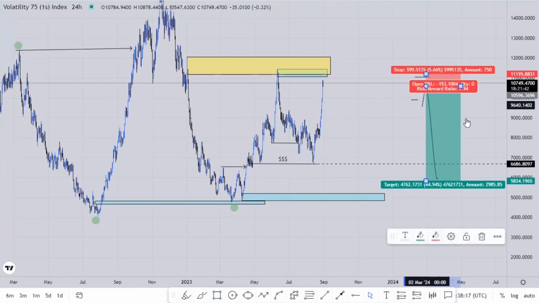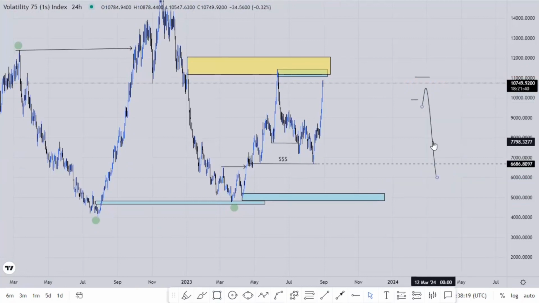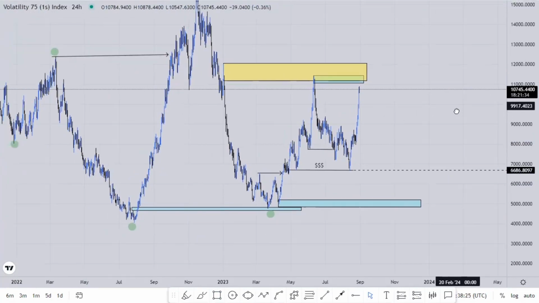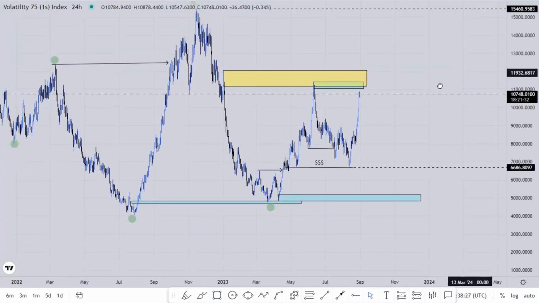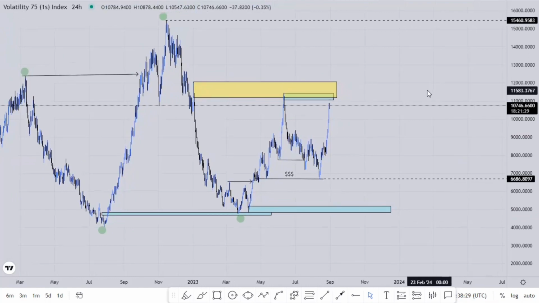So, what did I see? What am I seeing? And what am I expecting? So, this is going to be a swing trade that we're going to hold for so many days. That's the first disclaimer. That's the first point.